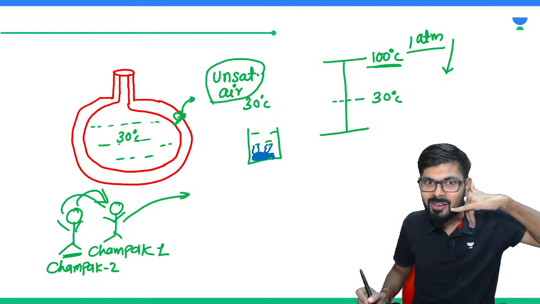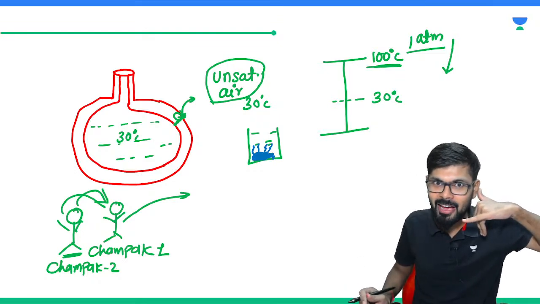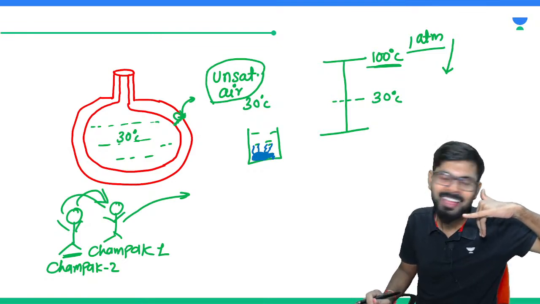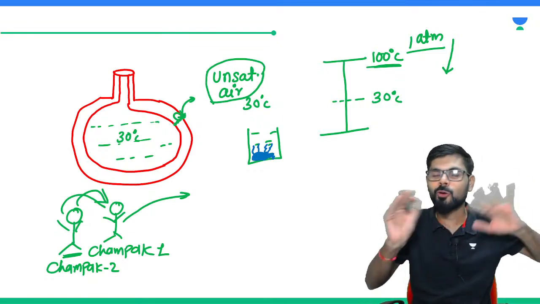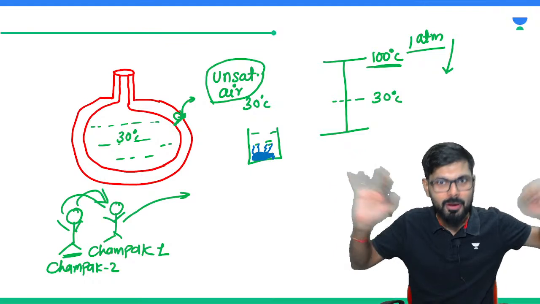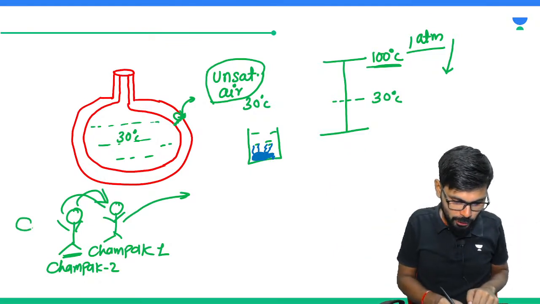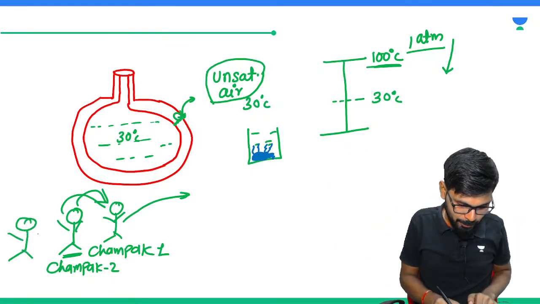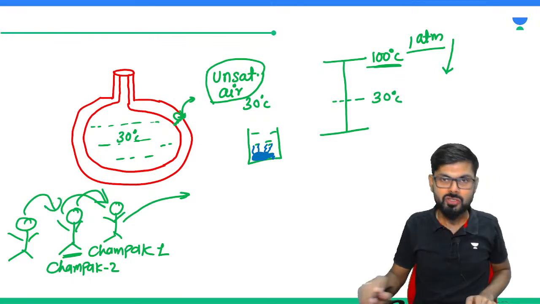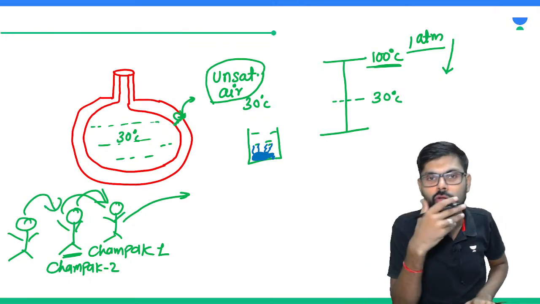What is going on there? Everything is fine? Is there any police trouble? No. So Champak 1 says, no problem at all, everything is perfectly fine. So what will he do? Now he will take some money from Champak 3, and he will also go to Bangkok.